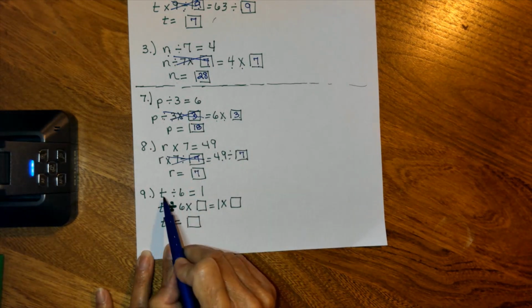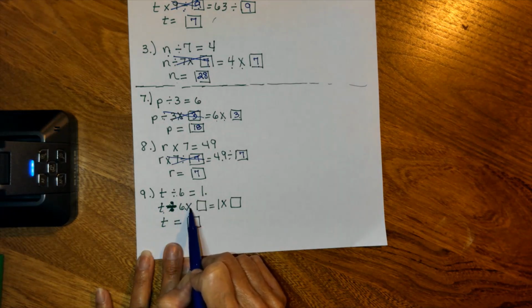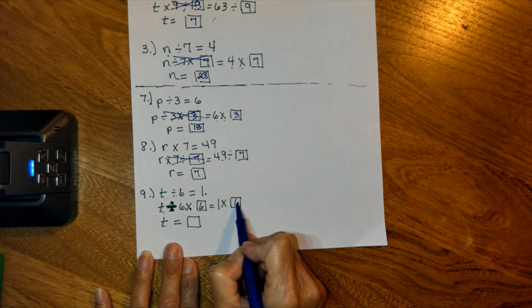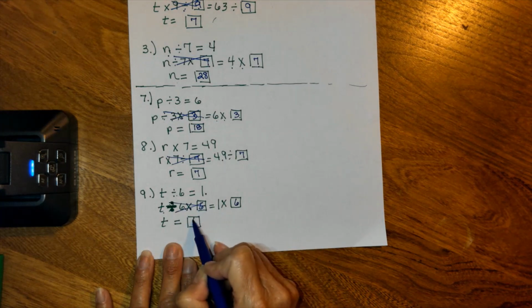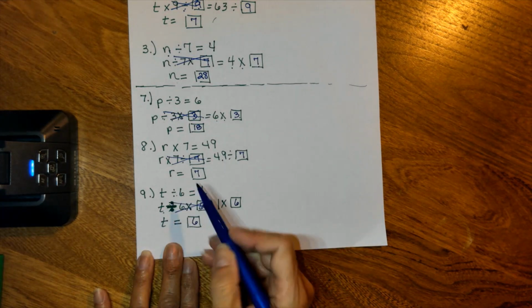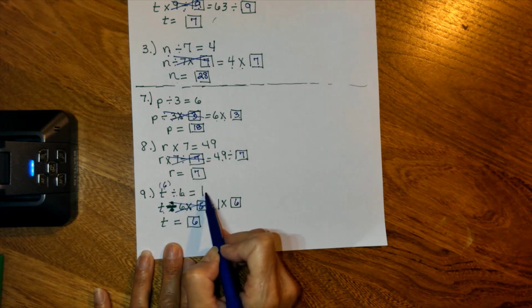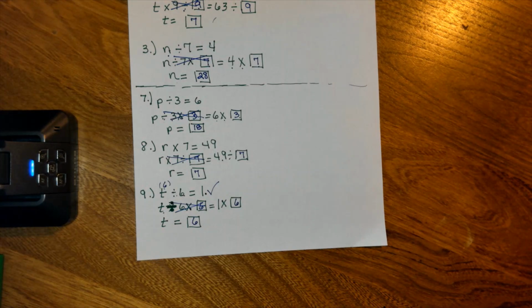Then the last one, t divided by 6 equals 1. So we have t divided by 6 times, doing the inverse, 6, same number, 1 times 6. T equals, this is gone, 1 times 6, which is 6. Make sure it fits. Like again, if we put our 6 up here, 6 divided by 6 equals 1. That makes a true statement, and we know we have gotten the right answer.